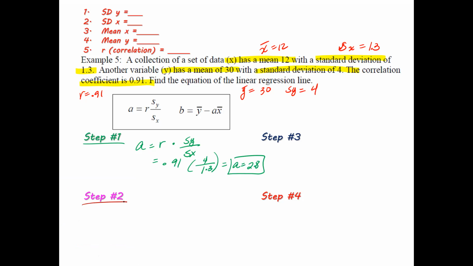Step 2 is talking about b. b is equal to y bar minus a times x bar. So let's substitute those values in. Y bar is 30, a is 2.8, x bar is going to be 12.